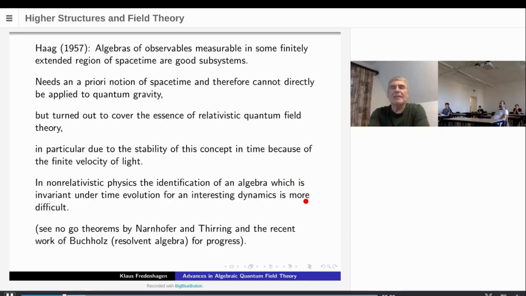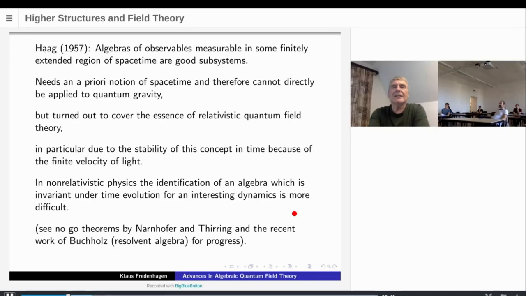So when you apply the same principle to non-relativistic physics, then it's not so easy, and actually there's a problem when you want to have interesting time evolution for such a system. Then it's not clear that it is good to characterize the system in this way. Actually, there are no-go theorems by Narnhofer and Thirring that for bosonic systems it's under certain conditions not possible to do the time evolution.